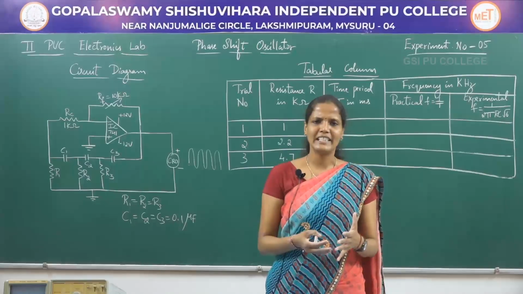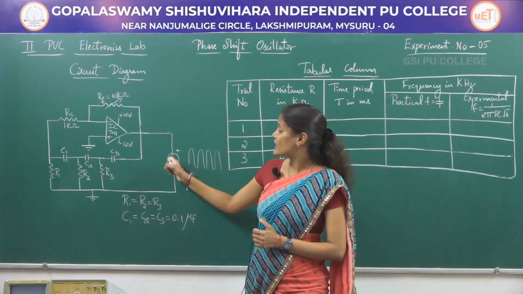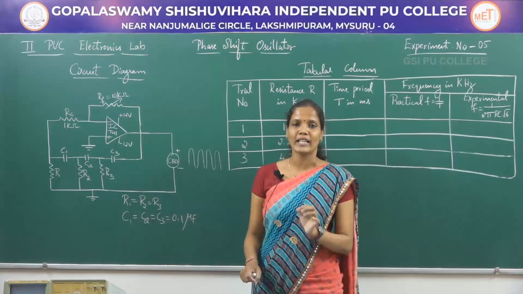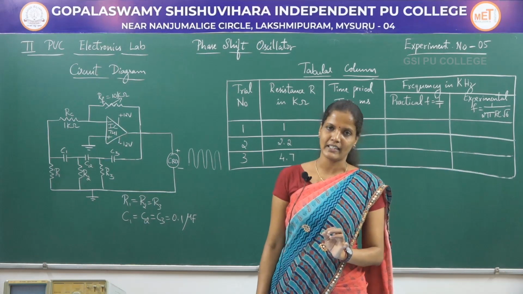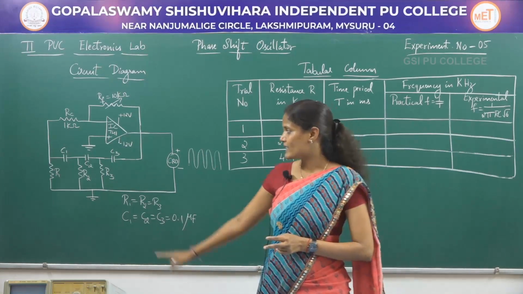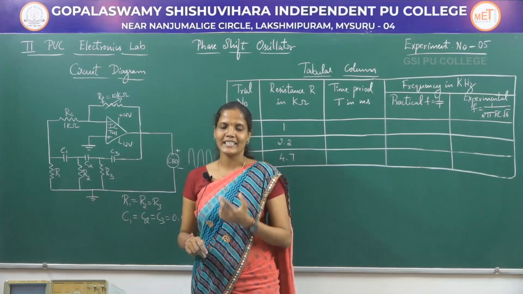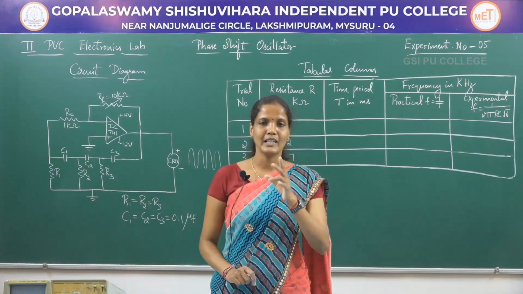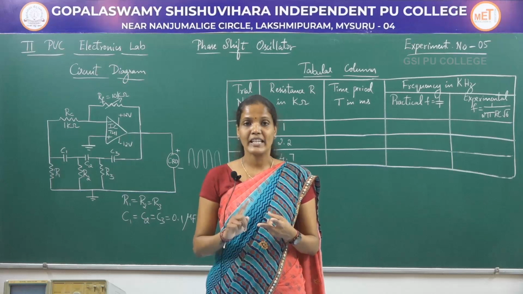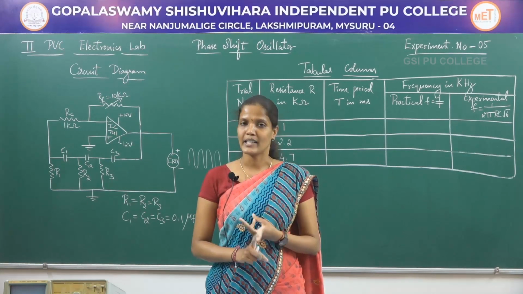But in oscillators, we have different types. This phase shift oscillator is one of the types of RC oscillator where we are going to use R and C. R is nothing but the resistors, C is nothing but the capacitors. In the last experiment, we dealt with the Colpitts oscillator where L and C were used. L is inductor, C is capacitor.